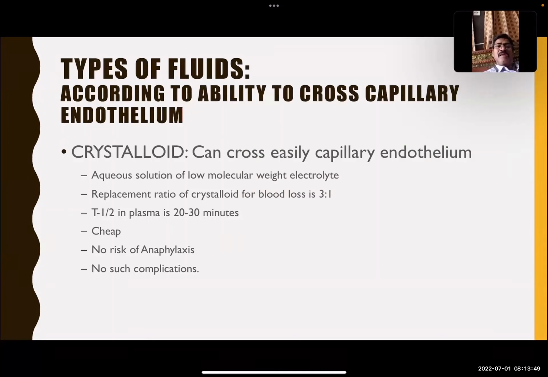And the types of fluid that we can administer in our body are mainly divided into two types, that is crystalloid and colloid. This division is based on ability to cross capillary endothelium, as crystalloid can easily cross capillary endothelium. Crystalloid is an aqueous solution of low molecular weight electrolyte, and the replacement ratio of crystalloid for blood loss is 3:1. If 100 ml of blood is lost from our body, we have to administer at least 300 ml to replace the lost blood. And T half of crystalloid in plasma is 20 to 30 minutes, and it is very cheap as compared to colloid, and there is no risk of anaphylaxis associated with crystalloid.